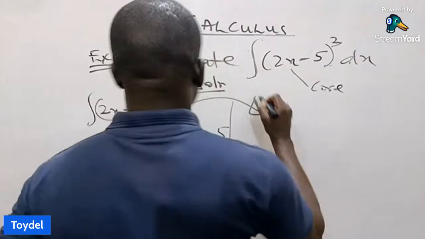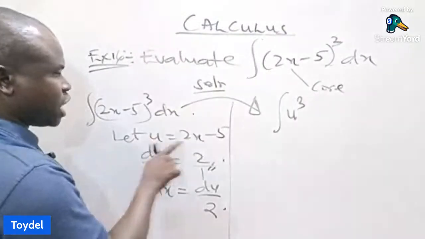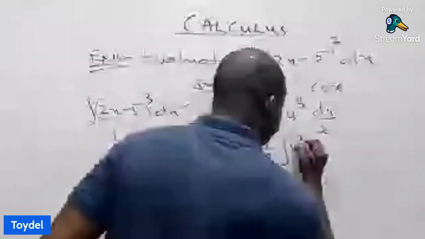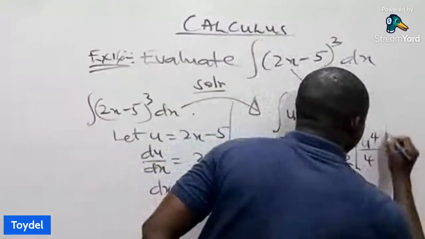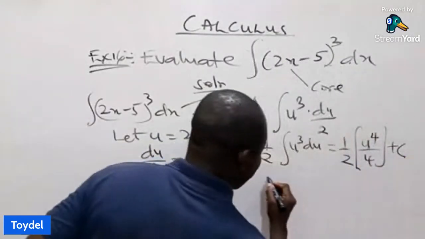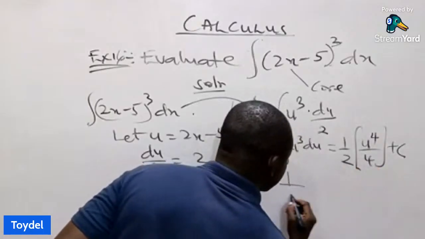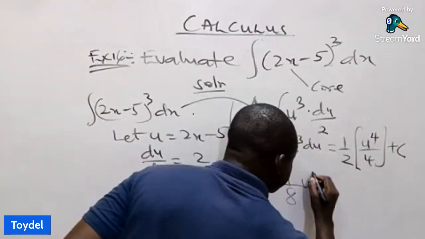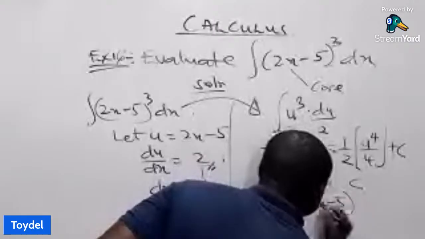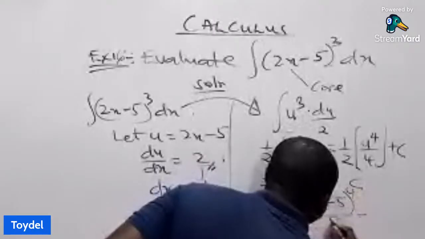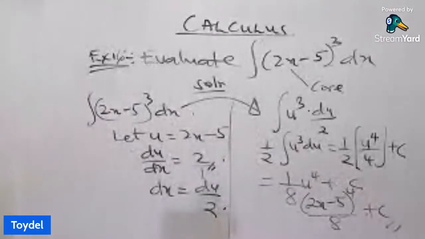The problem is now the integral of u cubed, because we've decided to represent u as the core, times 1 over 2. So if I integrate u cubed, that will be u to power 3 plus 1. That will be u raised to power 4, then all over 4, plus arbitrary constant. At the end of the day, I'm going to have 1 all over 2 times 4. That's 8. u raised to power 4 plus arbitrary constant. What is u? u is 2x minus 5. So I'm going to have 2x minus 5 raised to power 4 all over 8 plus arbitrary constant. That's what I'm going to get. Okay? That is what I'm going to get. So we should take note.